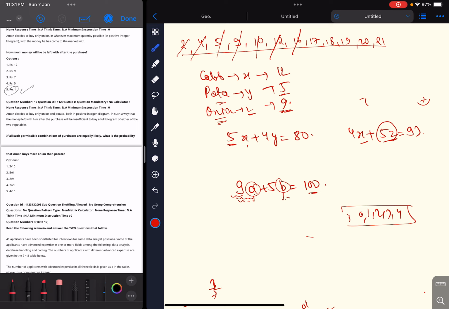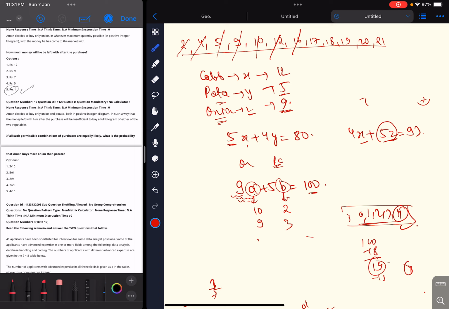Now coming to the next value, 11 was not possible, so 10 gives 90. So he will buy 2 kg of this. This was onion, this was potato. So 10 and 2 is possible. Now the next case is 9, which is 81. 100 minus 81 leaves him with 19, and he should be left with 0, 1, 2, 3 or 4. So he will buy 3 kg of potato, 15, and he will be left with 4 rupees. So 4 is possible.